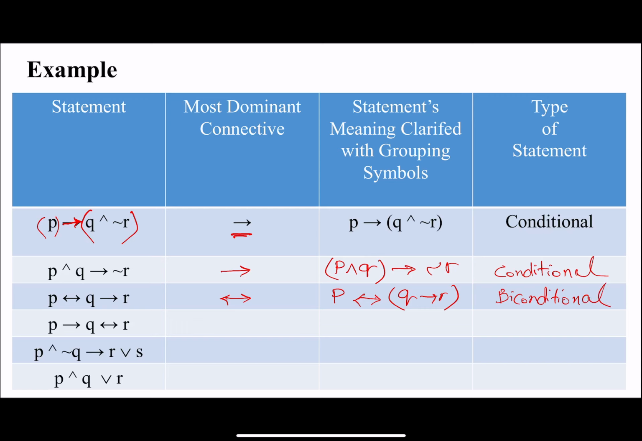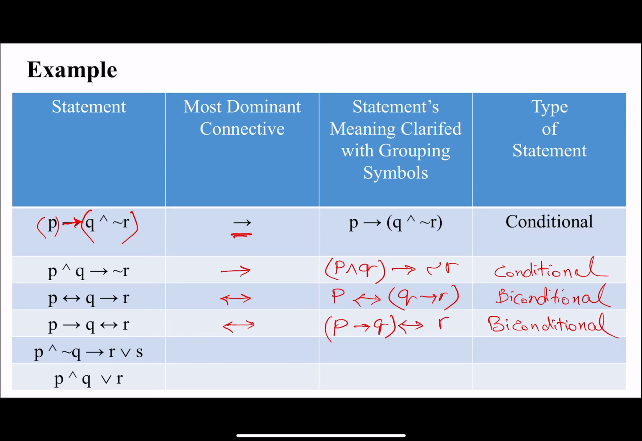Well, look at number 4. Well, we have conditional, we have biconditional. Again, which one is the most dominant connective? Biconditional. Whatever you have before is one group. So before we have if P, then Q as one group. And whatever you have after is another group. After we have R, just one statement, right? So again, we have a biconditional statement. Okay.